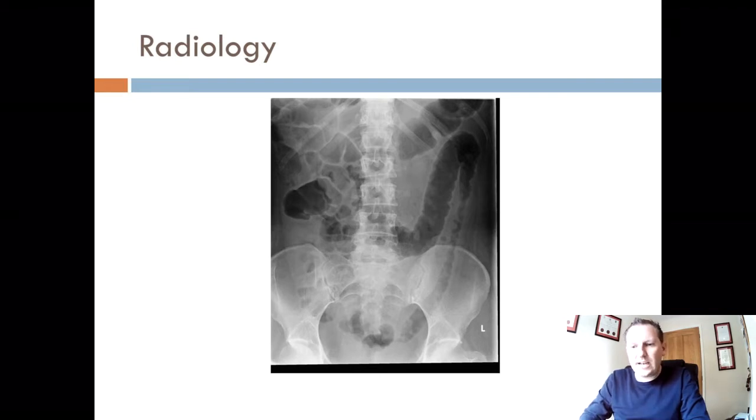So just to orientate you, rectum's down here. We normally expect the sigmoid, descending, transverse across the top, and the ascending colon coming down here. Obviously we've got spine in the middle and the pelvis and your hips at the bottom of the X-ray here.